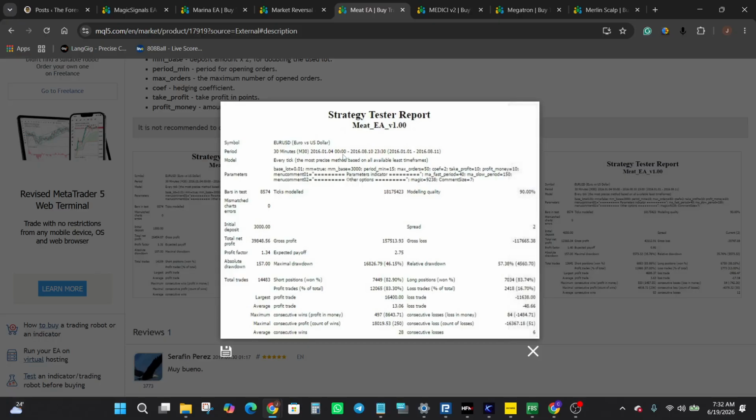Here we have 4th January to 10th August. Initial deposit was $3,000. Total net profit here 39,848.56.